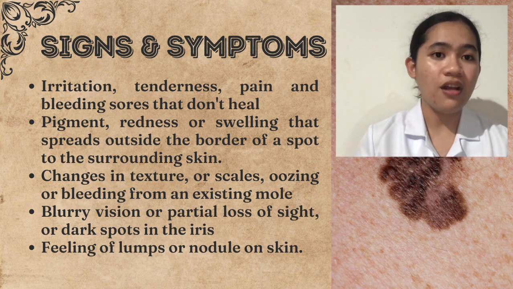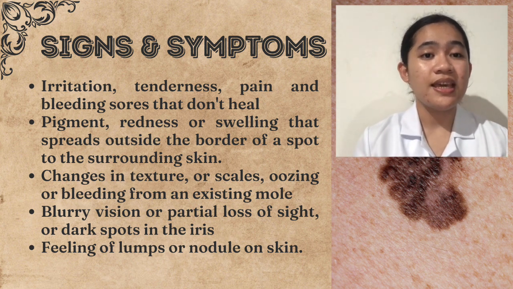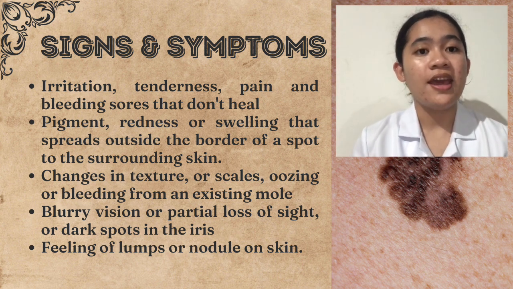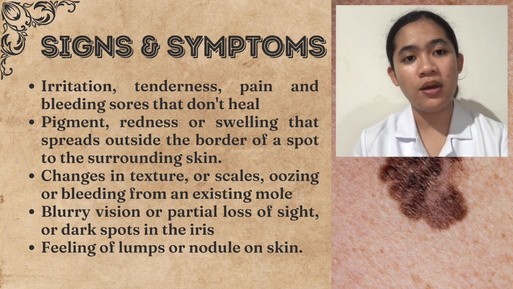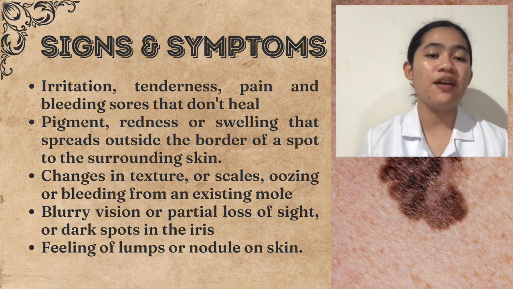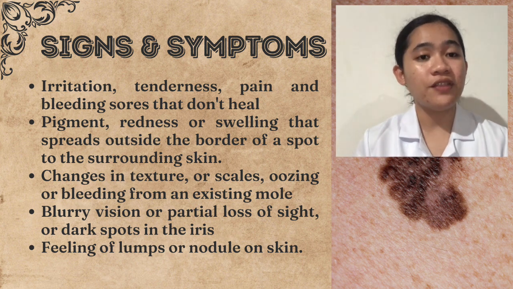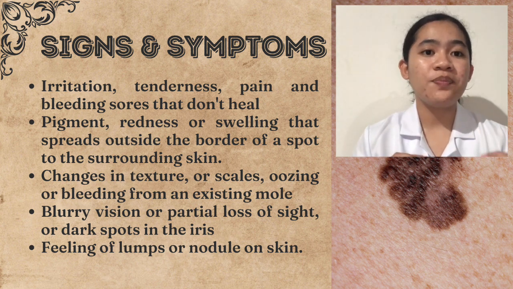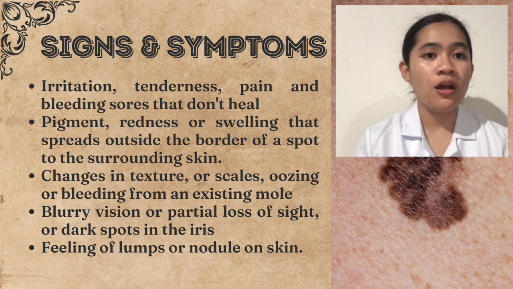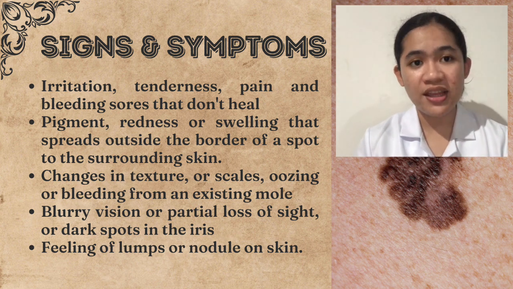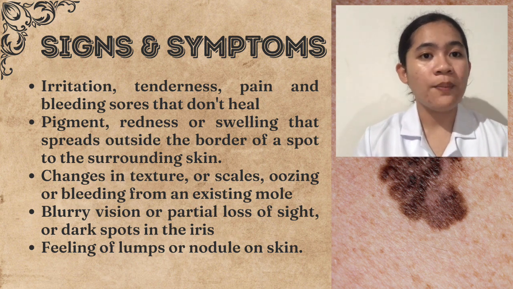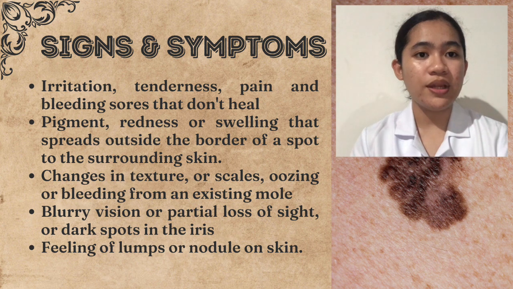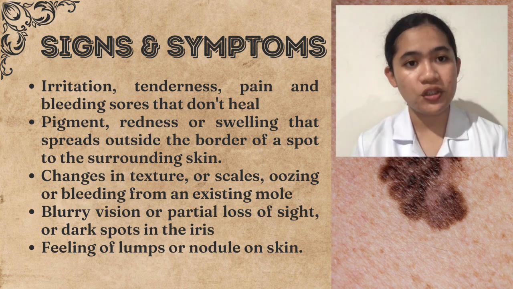And therefore, here are the signs and symptoms that may help you to identify melanoma and if ever you already have melanoma in your body. First, we have irritation, a feeling of tenderness and pain, as well as bleeding on a sore that does not heal. And then we have swelling, redness, and pigmentation going outside from the border of a certain spot, which then spreads out towards the rest of the surrounding tissues.